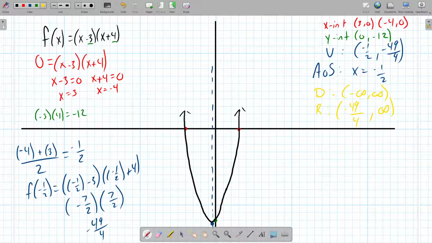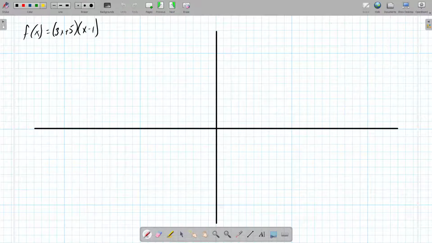Alright, so we have our parabola graphed, we have all of the appropriate information labeled, and we have all of the supporting work shown. So let's move on to another example.